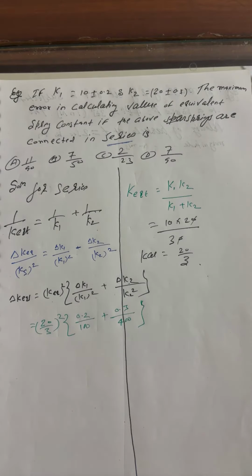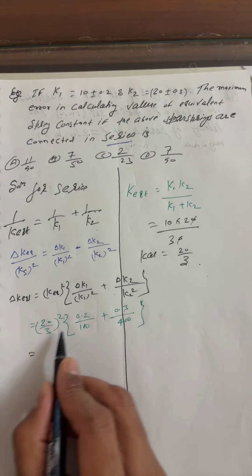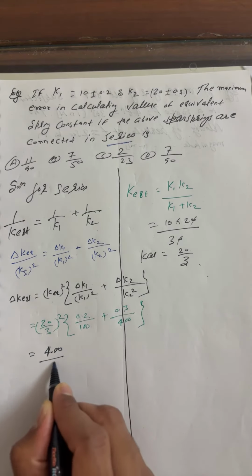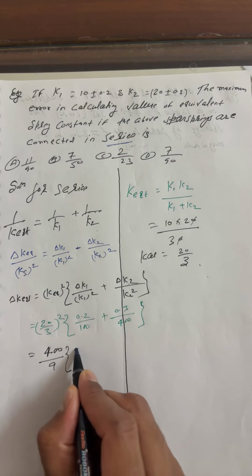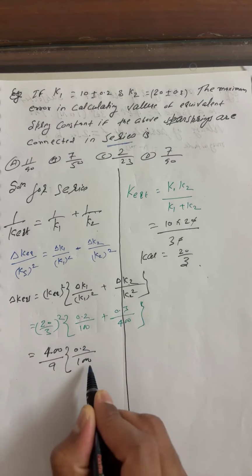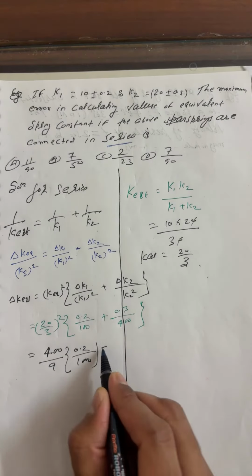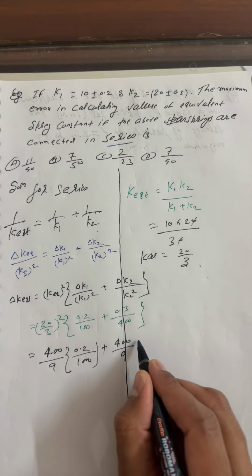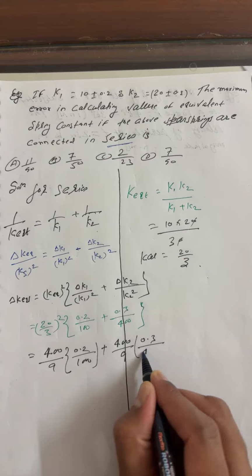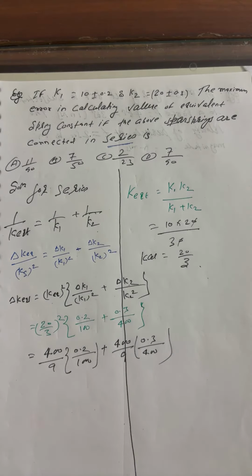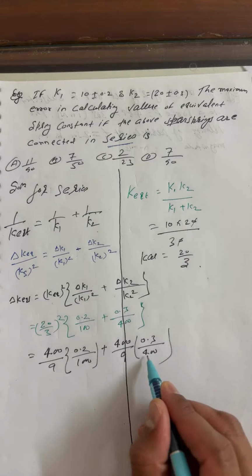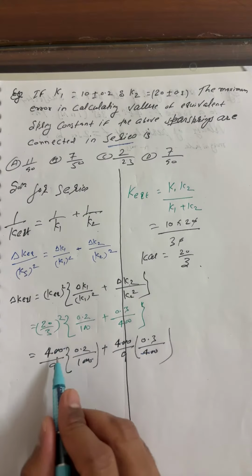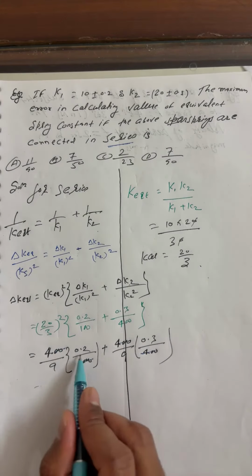Right. Now just do further calculation here, simplification only. 20 by 3 whole square is 400 upon 9 into 0.2 upon 100. Just multiply, plus 400 upon 9 into 0.3 upon 400. It's very simple, the data is given by NTA. You can cancel 400, finished. This 100 is finished. This is 4 to the 8.8.